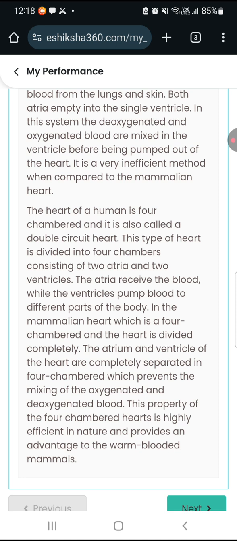deoxygenated blood. This property of the four chambered hearts is highly efficient in nature and provides an advantage to the warm-blooded mammals.